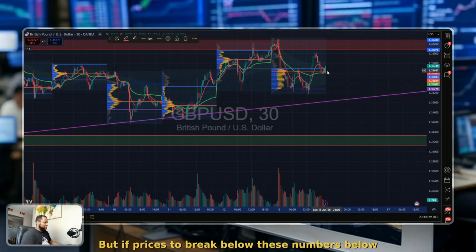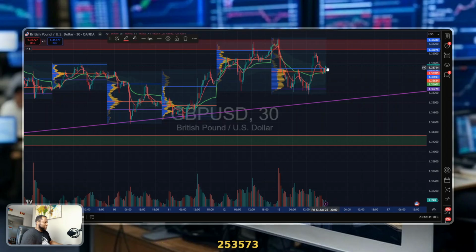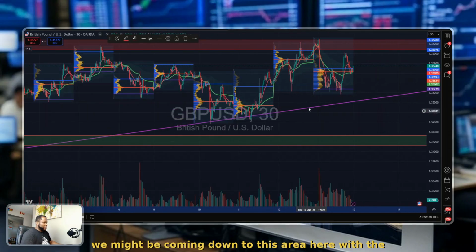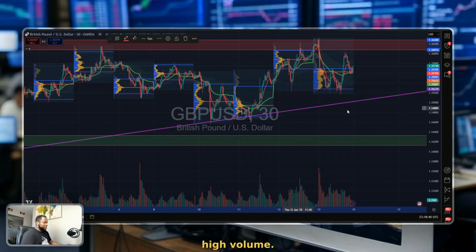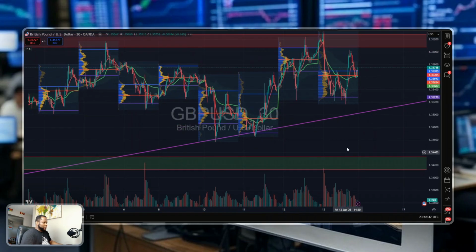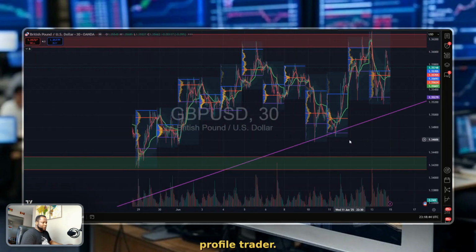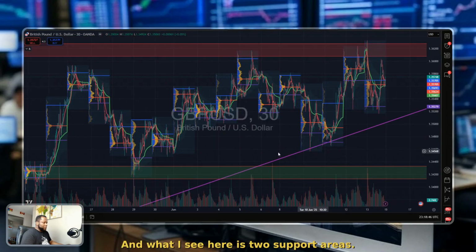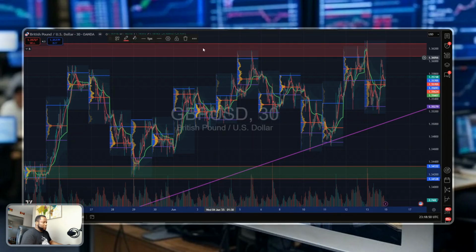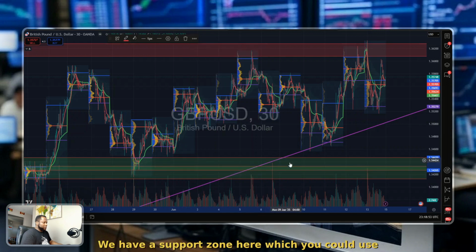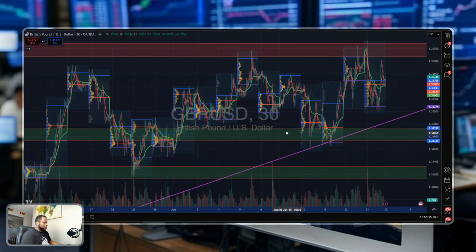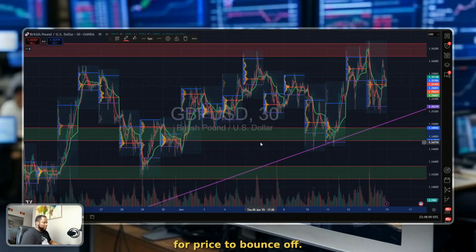But if price is to break below these numbers, below 135.73, and we come over to 135.30, there is a high possibility we might be coming down to this area here with the high volume node. I am also a volume profile trader. And what I see here is 2 support areas, okay? You got support here. We have a support zone here, which you could use, 134.94, for price to bounce off.